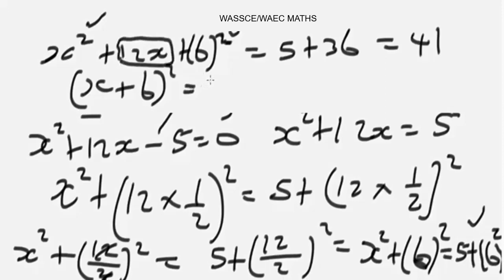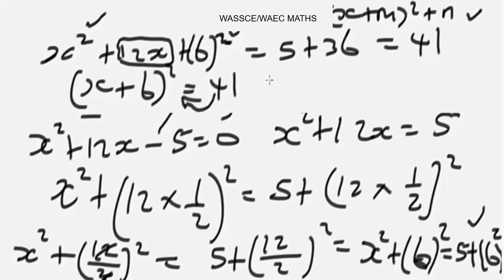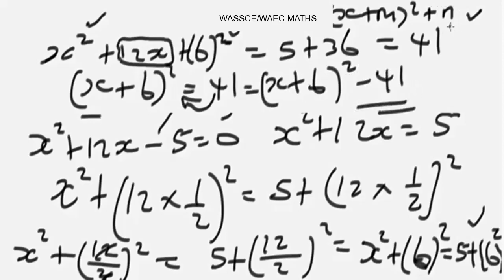Now remember, we have to express this in the form (x plus m) squared plus n. To express it in this form, this 41 will cross over the positive sign and change to negative 41. So it's going to give us (x plus 6) squared minus 41. So this will be the expression in this form.